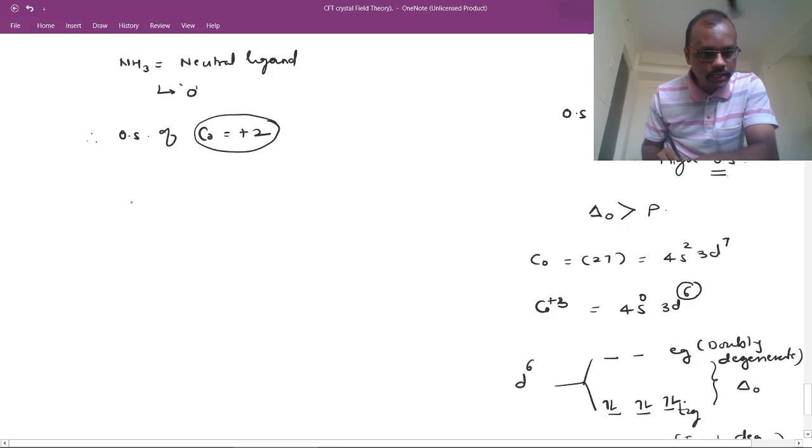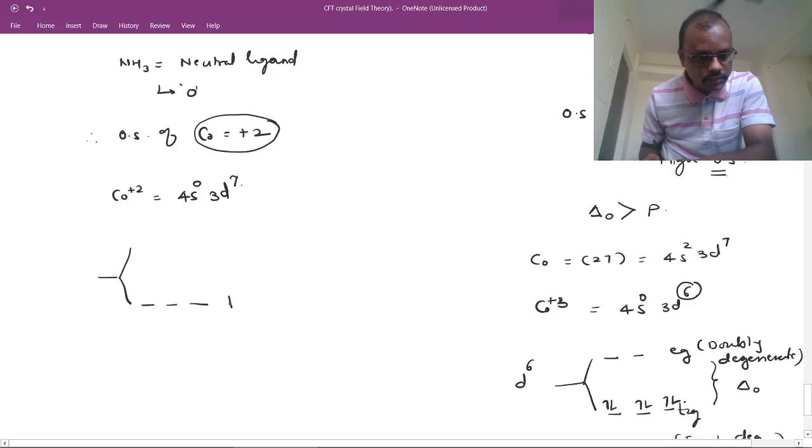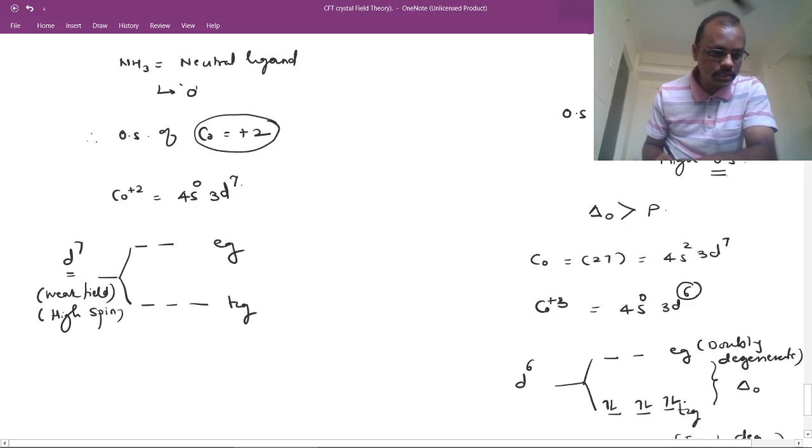Now let's see the other case, Co2+. Here the electron configuration becomes 4s0 3d7. How will the splitting take place? Let's see: 1, 2, 3 is t2g, and this is my eg. Now we have to fill the 7 electrons. This d7 system is a weak field, so this is my high spin complex. The weak field always behaves as a high spin complex.